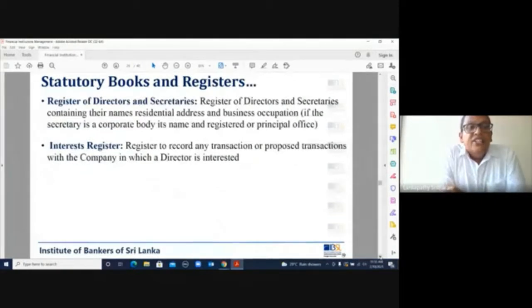And the register of the directors and secretaries contains their names, residential addresses and business occupations. If the secretary is a corporate body, its name and registered and principal office. An interest register, which we have already discussed, and a register to record any transaction or proposed transaction with the company in which a director is interested, as well as any transaction between the shareholder and the company, has to be registered in the interest register.